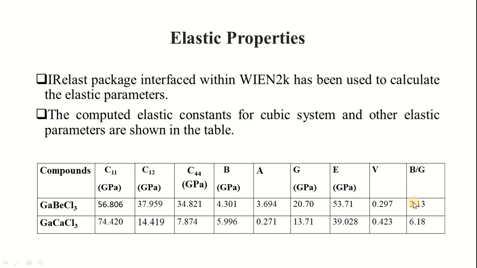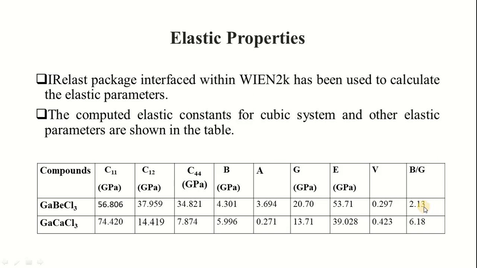Now moving on to the BG ratio or Pugh ratio. The critical value for the BG ratio is 1.75. A compound having a value greater than 1.75 will be considered more ductile, and a compound having a BG ratio smaller than 1.26 will be considered brittle. We have seen that for both compounds our value is greater than 1.75, so we can say that both our compounds are ductile in nature.